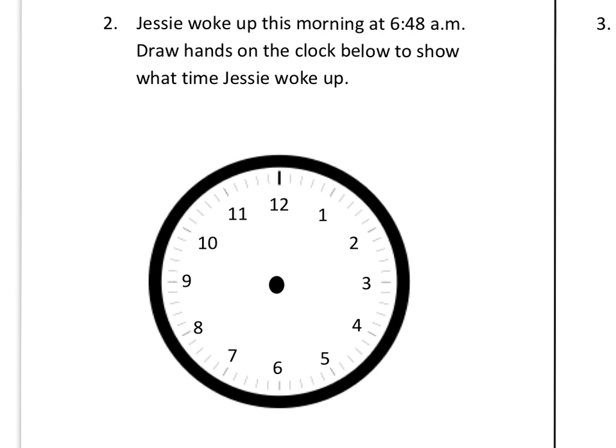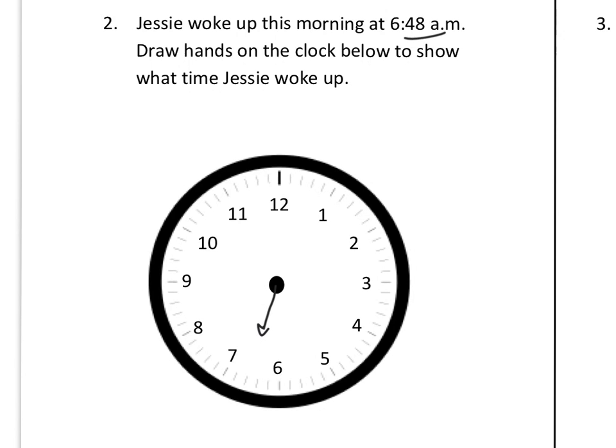I'm going to make my pen tool a little bit bigger too. Okay, so the hour hand, is that the shorter one or the longer one? Well, it's the shorter one because the word hour is shorter than the word minute. So in between 6 and 7. And you can put an arrow on the end if you'd like. And now I need my minute hand to show 48.